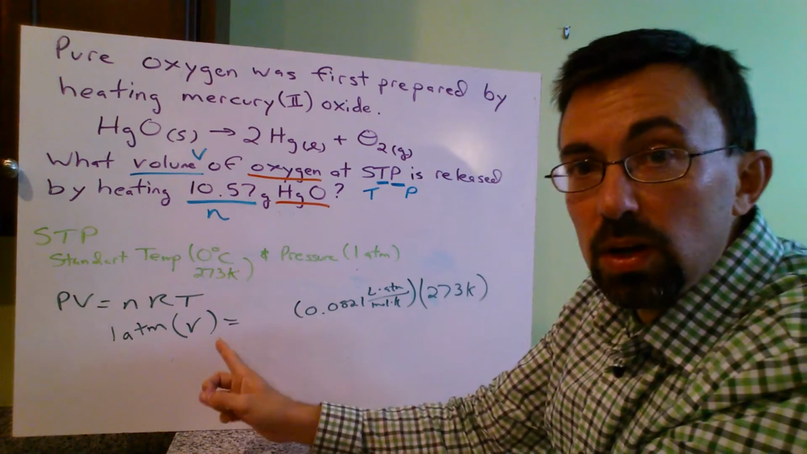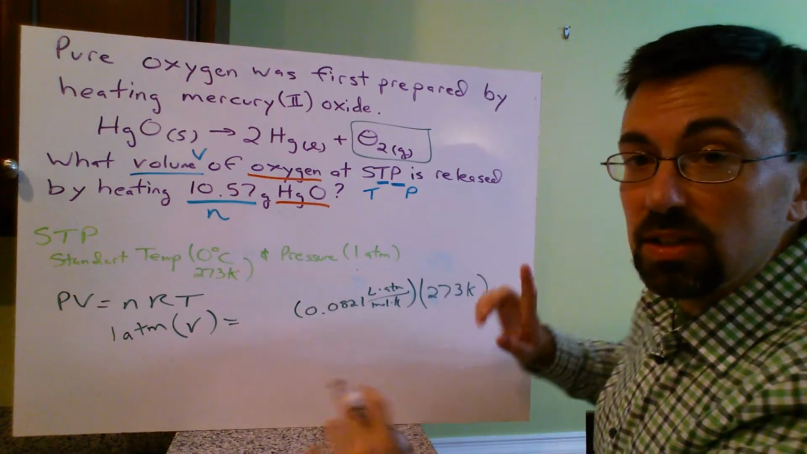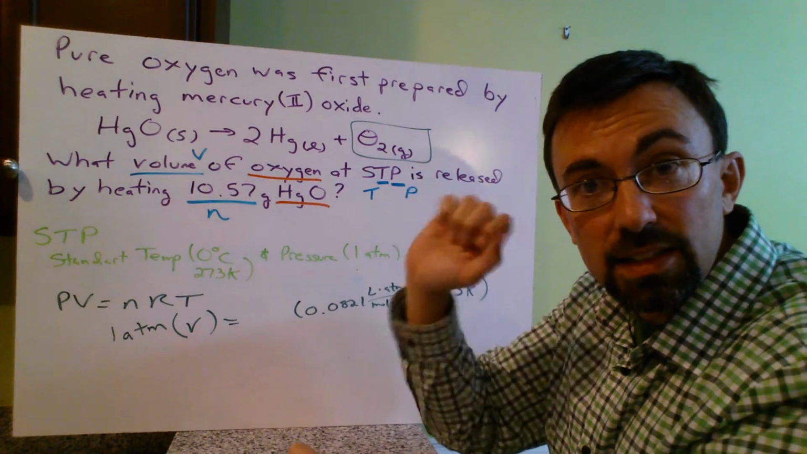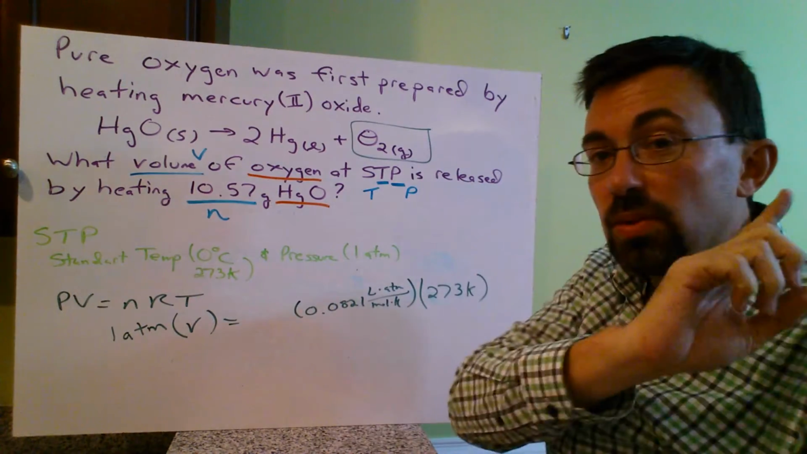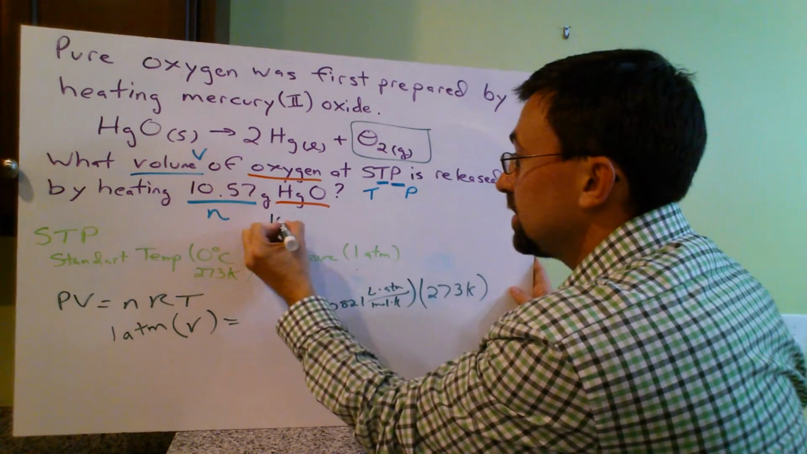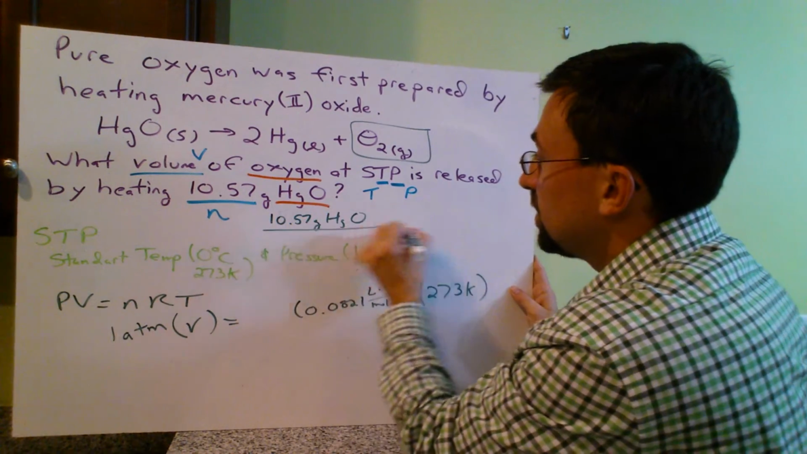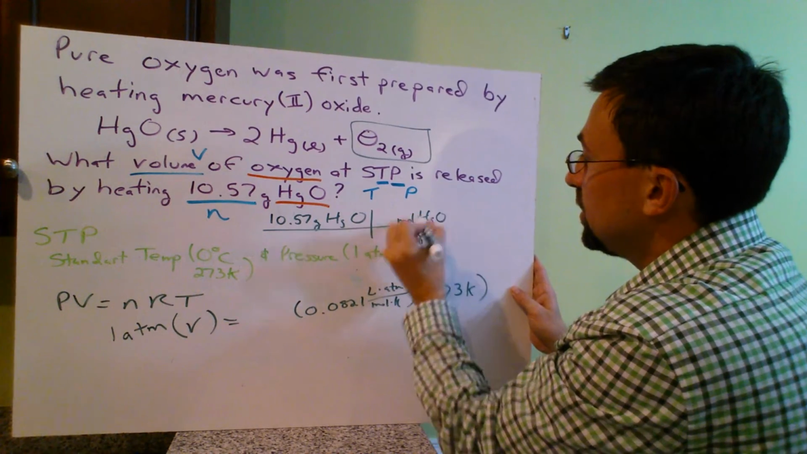This is the ideal what law? Gas law. What's my only gas up here? Oxygen. Those of you that are astute notice we were asked about oxygen given mercury oxide. This is that ding, ding, ding moment where you go, ooh, I know this one, mole-to-mole ratio. And you are absolutely right. So we take the 10.57 grams of mercury oxide. We're going to divide by the formula weight and use a mole-to-mole ratio.